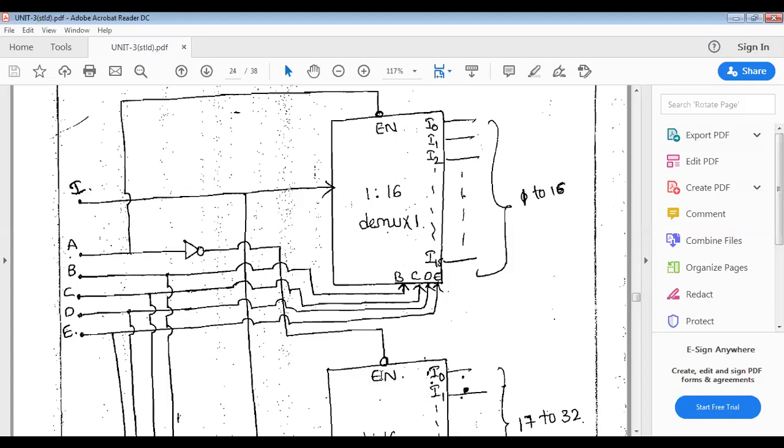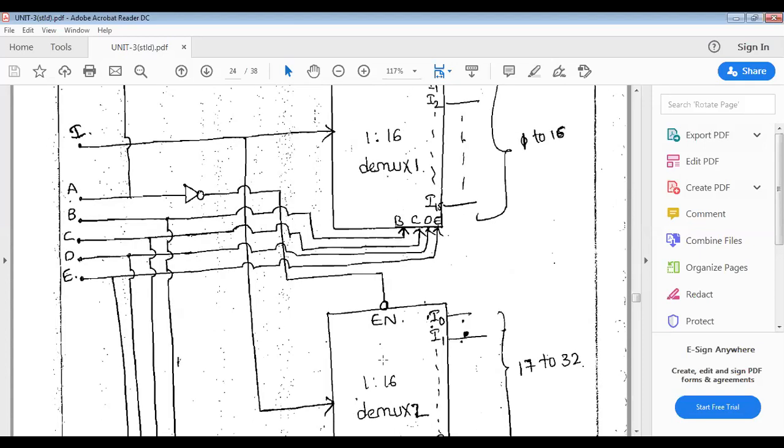Enable is a complement value. So 0 and 0, this is an enable value. Follow me, my dear students.